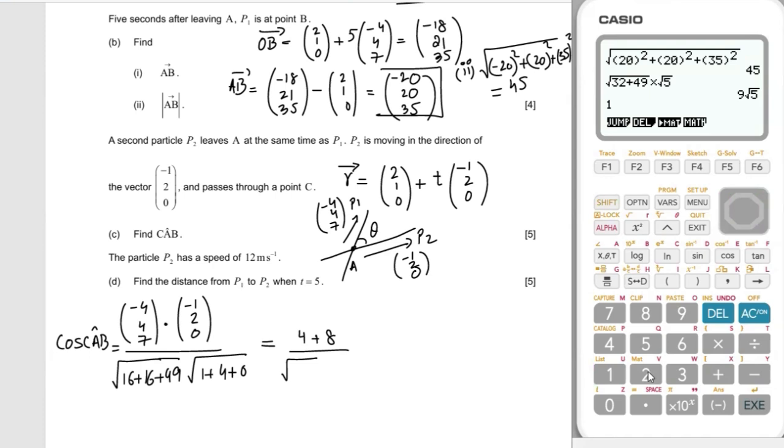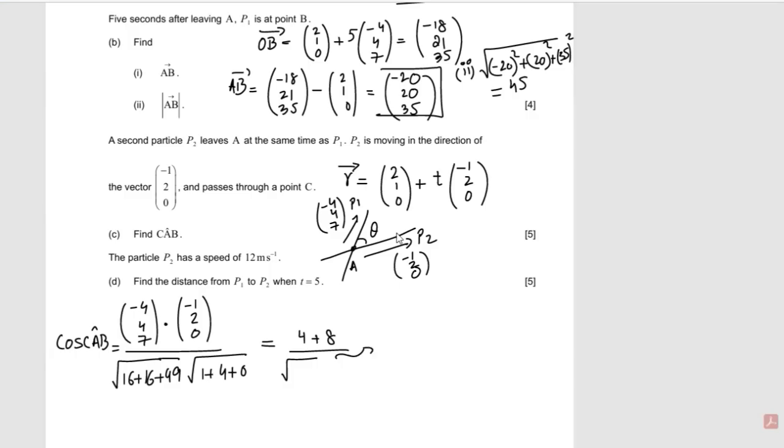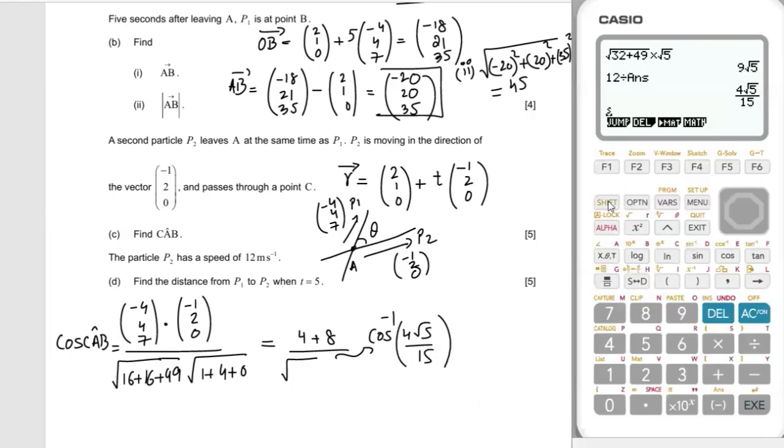So 12 divided by the answer. I'm just putting it in my calculator. So I'm getting 4 root 5 over 15. So this whole thing will turn out to be 4 root 5 over 15. So just do the cosine inverse of this and you will get your answer. So let's do shift, cos inverse, the answer. And I'm getting 53.3957.